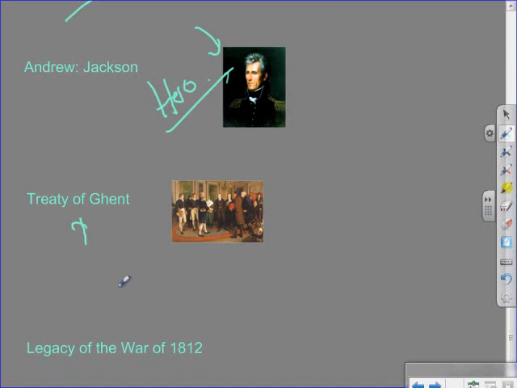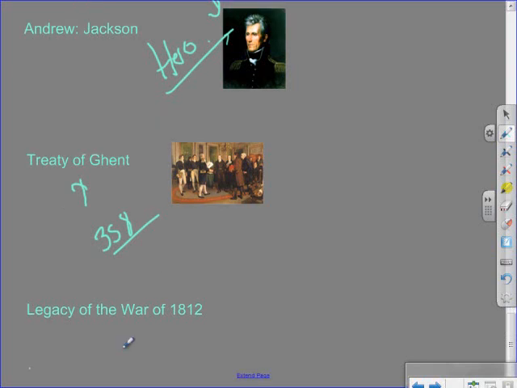The Treaty of Ghent is found on page 358. It is the treaty that ends the War of 1812. So I would write that down. It ends the War of 1812. And you've got to remember that the Battle of New Orleans actually happened after the War of 1812 ended, which is kind of an interesting side note.